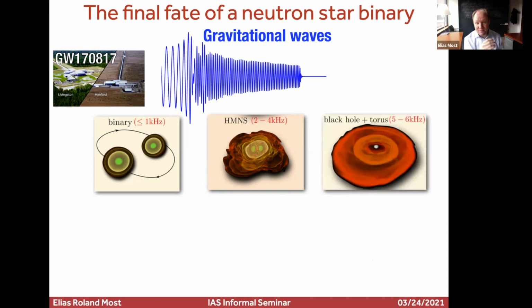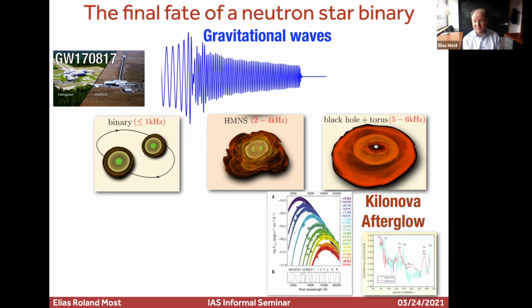The other thing is what happens ultimately if the masses are too high: it will at some point collapse and form a black hole disk system. This is very interesting because large parts of these disks become unbound. So this is very neutron-rich matter propagating out. This will undergo r-process nucleosynthesis and will generate very nice light curves. And indeed, this is something we've also observed in 2017.